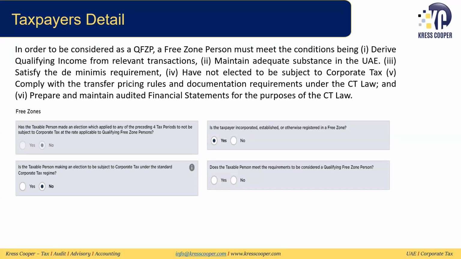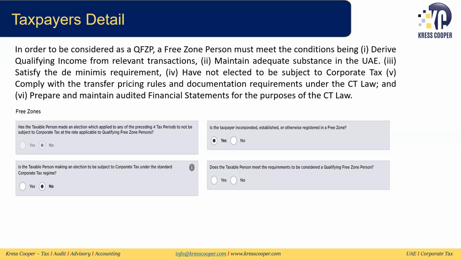So in the free zone section, we know that a qualifying free zone person would be a person who meets certain conditions. Those conditions are that they must be deriving qualifying income from relevant transactions. So we know that there's a list of qualifying income, which is basically income if you are deriving from a free zone person who is a beneficial recipient, or if you are deriving qualifying income from qualifying activities which have been given under the law from a non-free zone person.